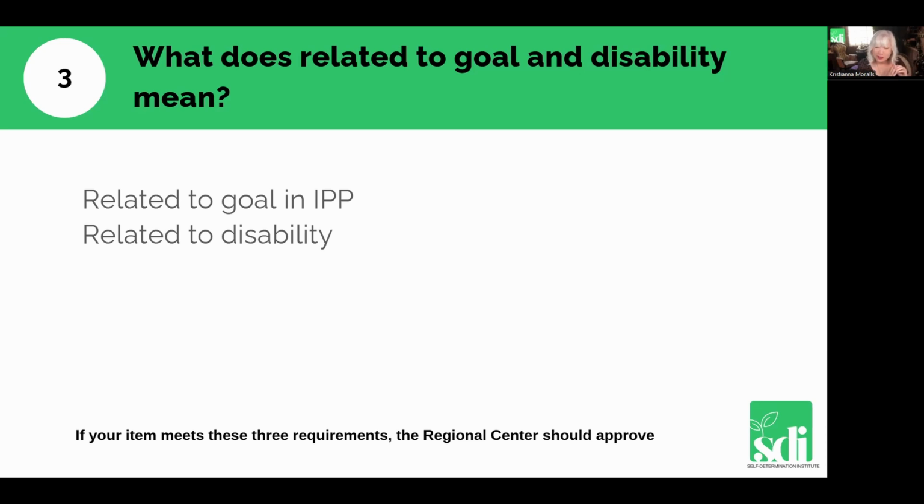Now, what we do know is that different regional centers will complete the IPP at different points in time. Some will start it early and you don't sign it till the end of the transition process. Some won't even do one until after you're in self-determination program. But in general, you need to know that there needs to be a goal around what you are working towards. And then the second one, it has to be related to your disability.